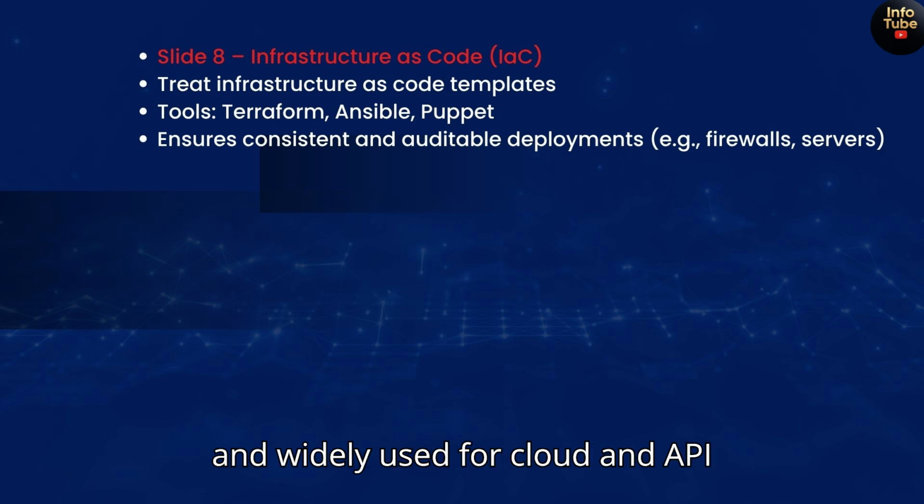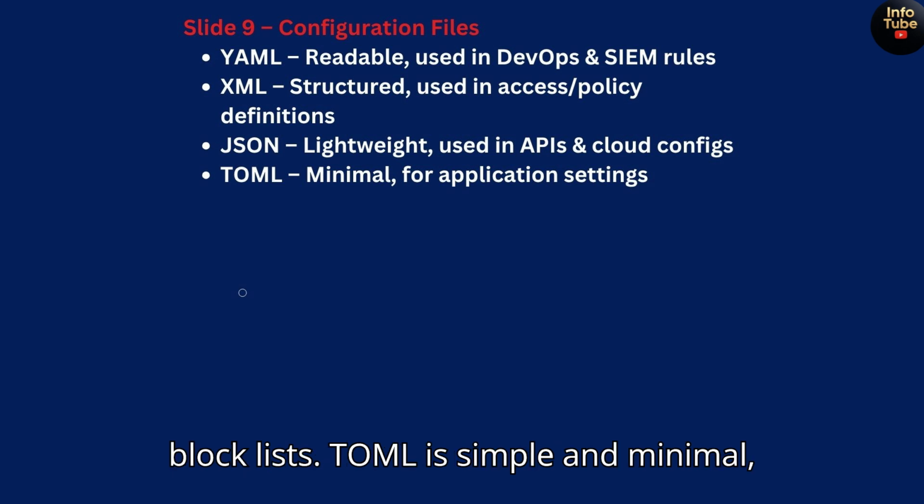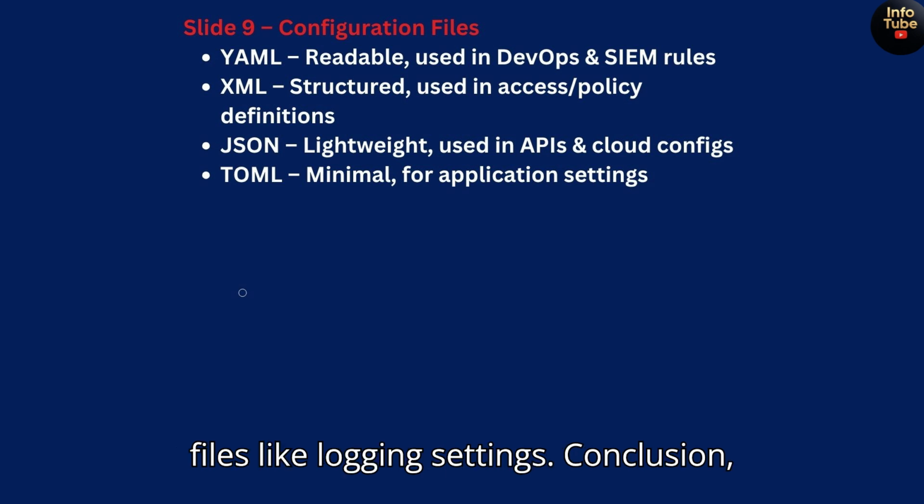JSON is lightweight and widely used for cloud and API configurations, such as defining firewall block lists. TOML is simple and minimal, often used for application configuration files like logging settings.